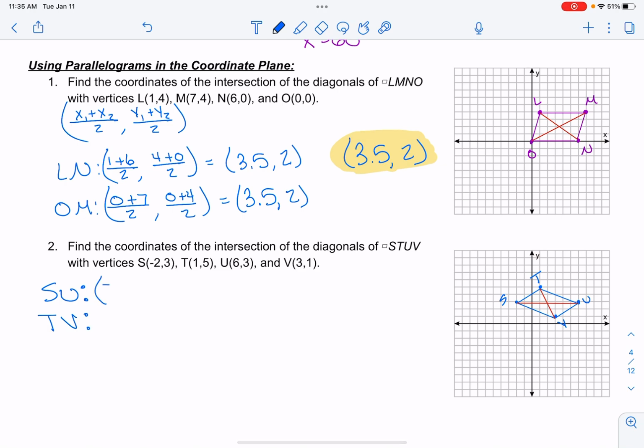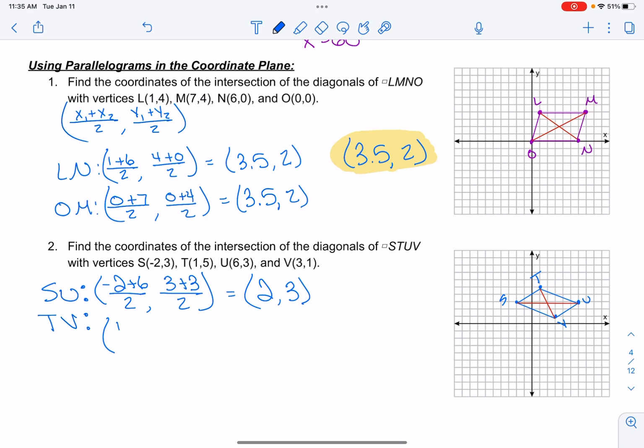So we do -2 plus 6 divided by, oh, not divided by 3, divided by 2, and 3 plus 3 divided by 2. -2 plus 6 is 4. 4 divided by 2 is 2. 3 plus 3 is 6, and 6 divided by 2 is 3.